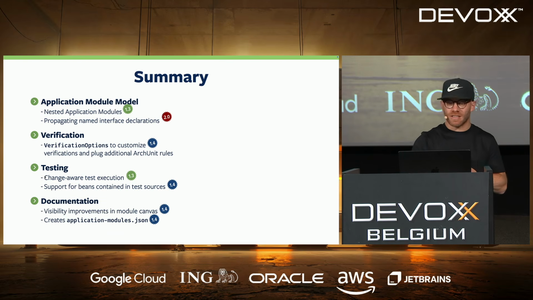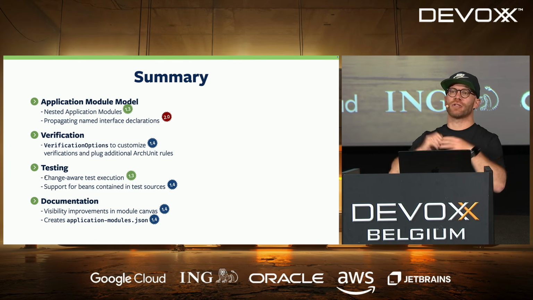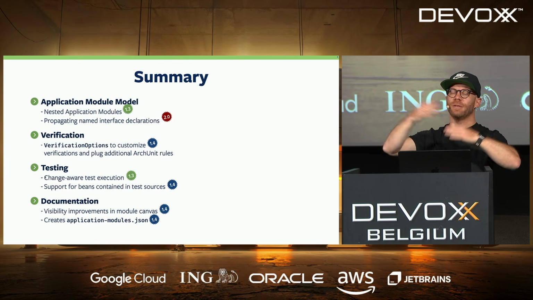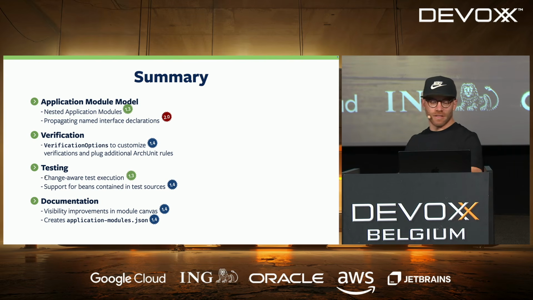The documentation has seen a lot of visibility improvements, meaning that the canvas only shows application events that are actually visible to other modules. So there's a more polished way of differentiating internals from externals.